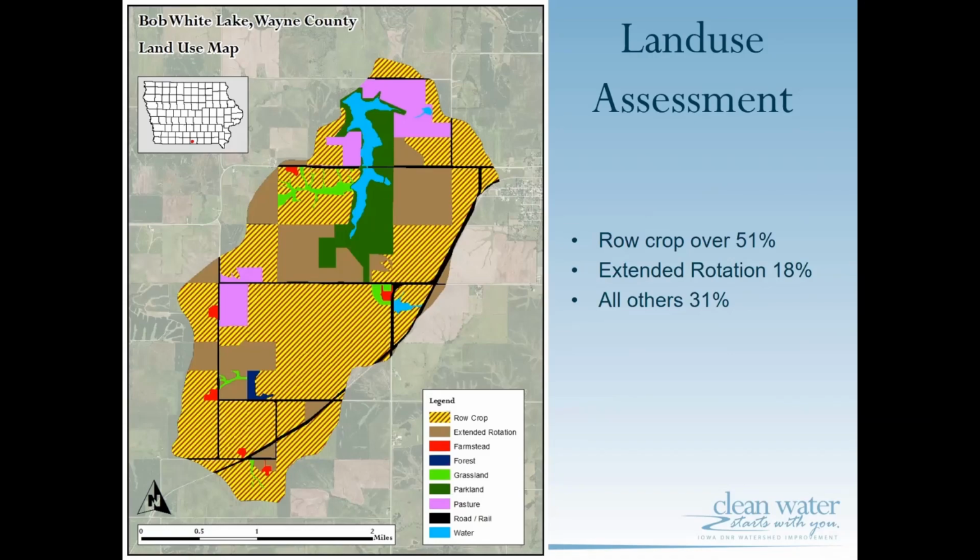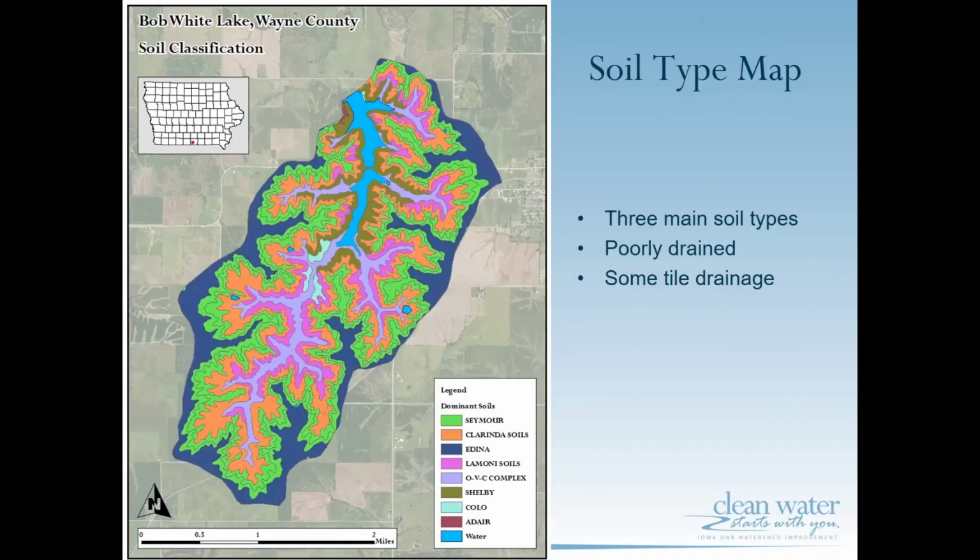We take a look at the soil type map. There are 3 main soils, Edina, Clarinda, and Seymour. And some of the characteristics of them are they are poorly drained, and in some of the bottomlands, there may be some tile drainage. So we can see that there's going to be some overland flow issues stemming from that poor drained nature in the upper lands.